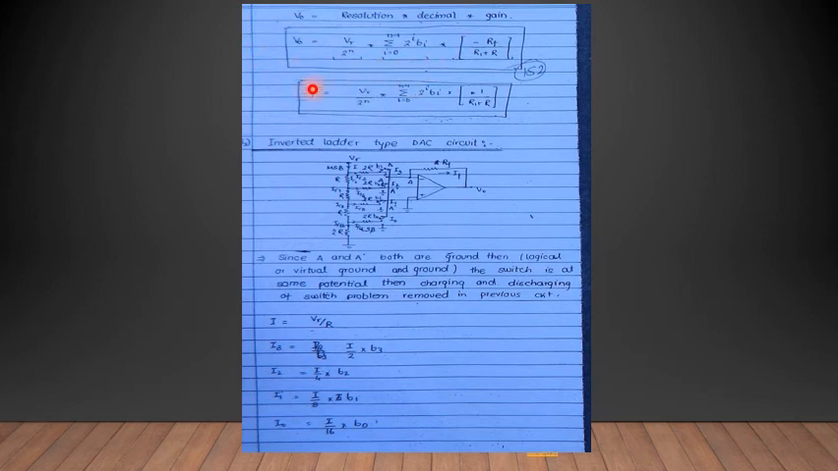The last one which we are going to consider here is the inverted ladder type digital to analog converter. Basically, this is the inverted ladder type digital to analog conversion. As you can see, the reference voltage is here, and the highest bit is the MSB here and the LSB here. So what happens is R, 2R, R, 2R, R, 2R, and 2R, 2R, and this is the RF.